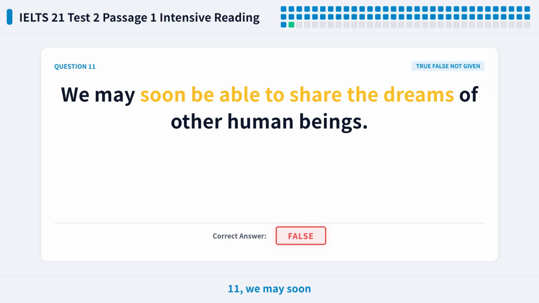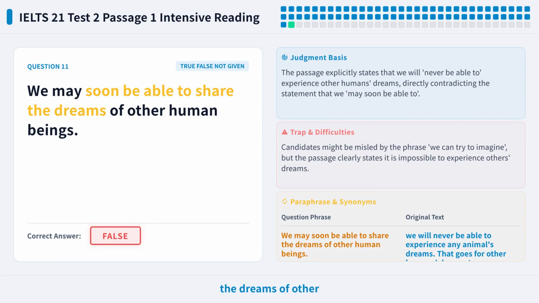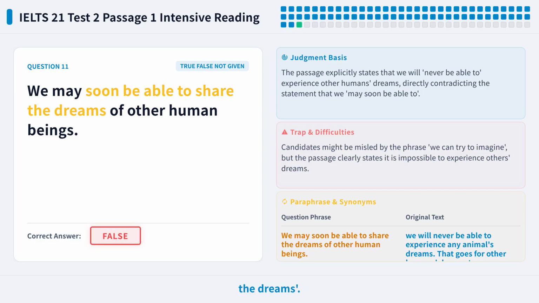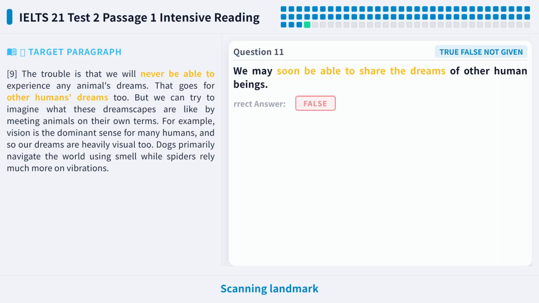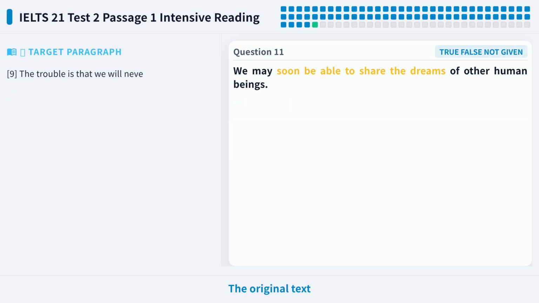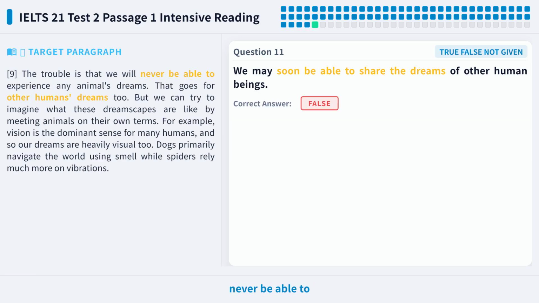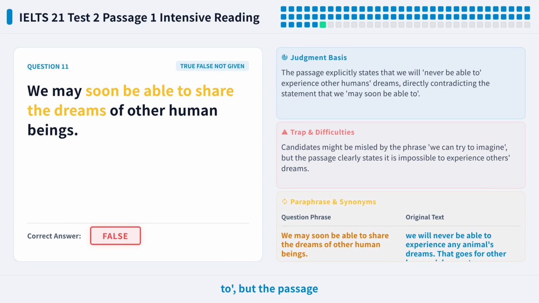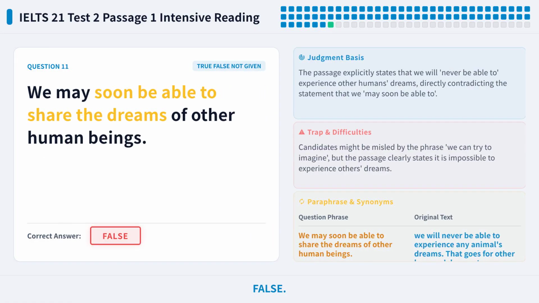Let's look at question 11. We may soon be able to share the dreams of other human beings. Key clue words are may soon be able to and share the dreams. Locate paragraph 9. Scanning landmark words are never be able to experience and other humans' dreams. The original text says, we will never be able to experience any animal's dreams. That goes for other humans' dreams too. The statement says, may soon be able to, but the passage says, will never be able to. These directly contradict each other. This is an antonym replacement. So the answer to question 11 is false.